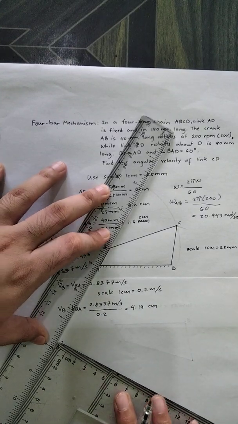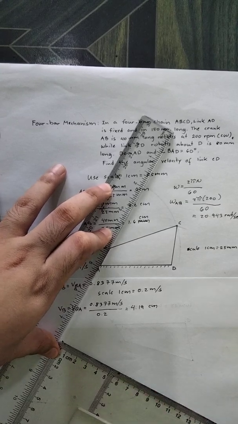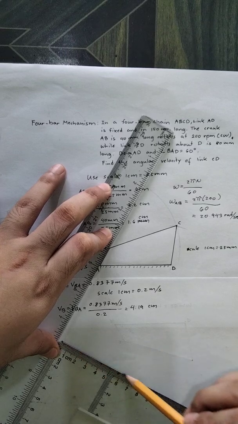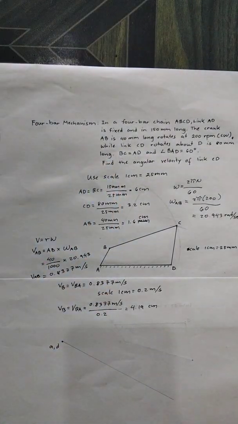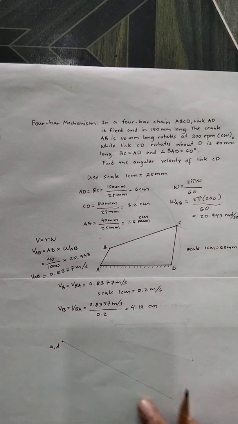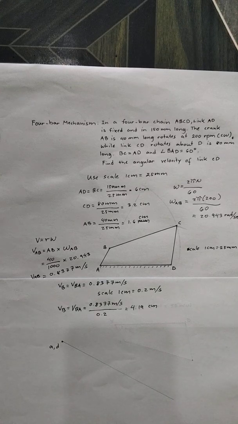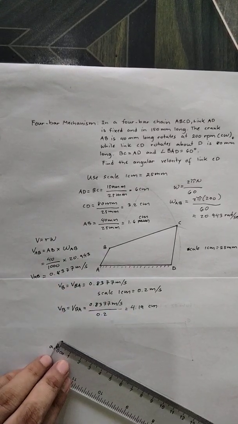Okay, the location of it is here. Just draw an imaginary temporary line from here. So now we know that this line is the perpendicular of this link here. So you just need to measure 4.19 for this.